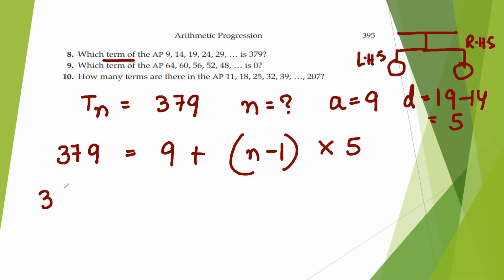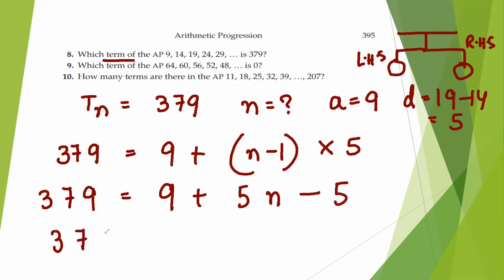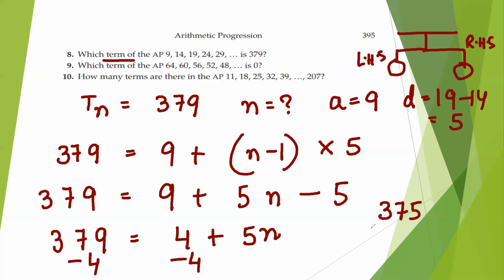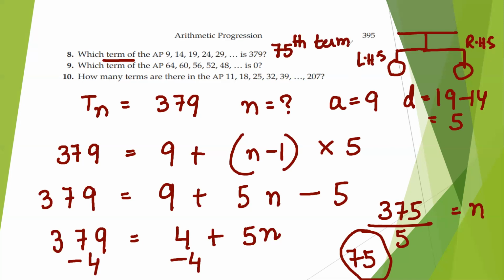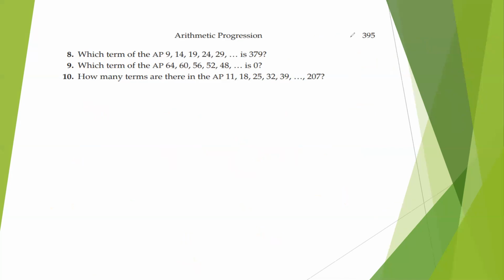Try to solve it. So 379 equal to 9 plus 5n minus 5. Solve it. 379 equal to 4 plus 5n. If I put minus 4 on this side, this gives you 375 by 5 is equal to n. If you solve this, you get 75. That will be the answer. So which term will be 379? The answer will be the 75th term. Okay. So this was very interesting.